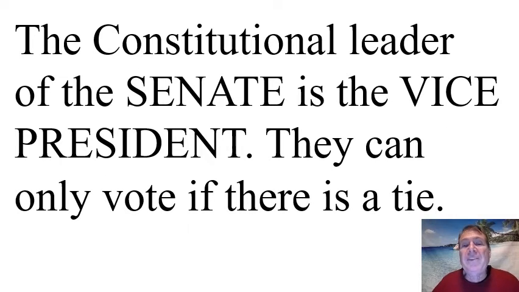So the constitutional leader in the Senate: under the Constitution, the president of the Senate is the vice president of the United States. However, the vice president doesn't have much power. Really, the only power the vice president would have is to cast a tie-breaking vote. So if 50 senators were voting for a law and 50 senators were voting against the law, the vice president, in his capacity as president of the Senate, could vote to break the tie. But that does not happen very often because there's usually not a tie in the Senate.